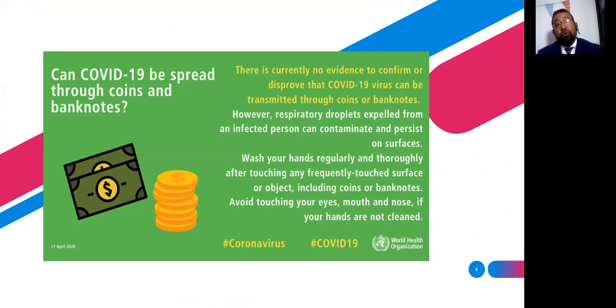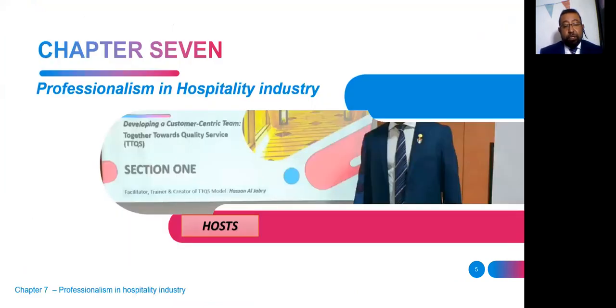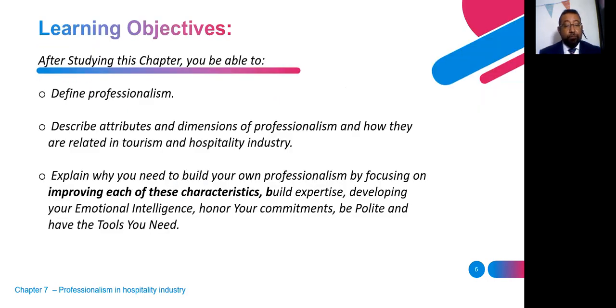And as usual, we always try to remind ourselves about the current situation and how we can prevent it from spreading. Chapter 7 is about the host, if you can remember, in our TTQS model. So the first thing is a host, not quality service and not product and not a guest. Today is about you guys.